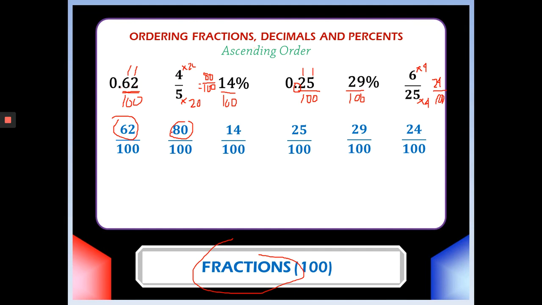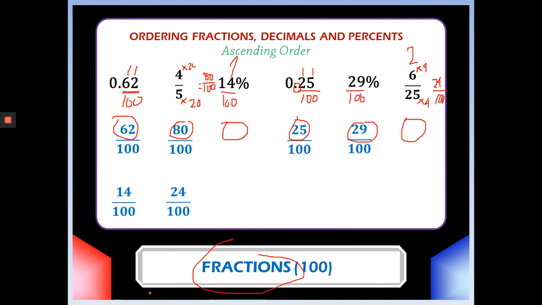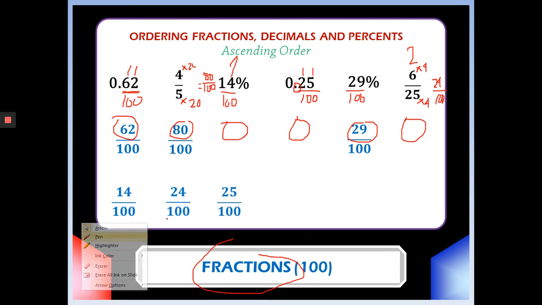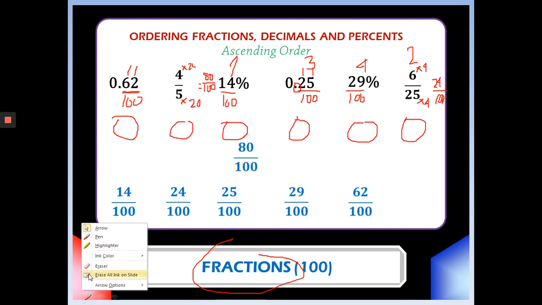So the smallest here, you look at the numerators. The smallest numerator is 14, right? So that means this is the number 1. That's the smallest. The second one is 24. So that means 24 is number 2. Third one is 25. So next is 29. That's the fourth one. And the fifth one is 62, and then 80.